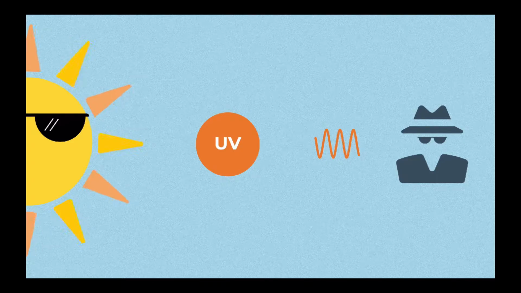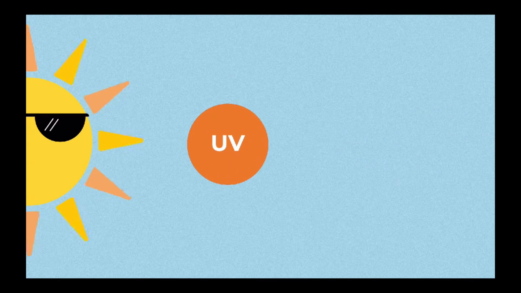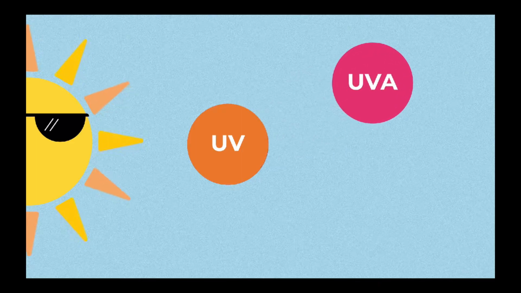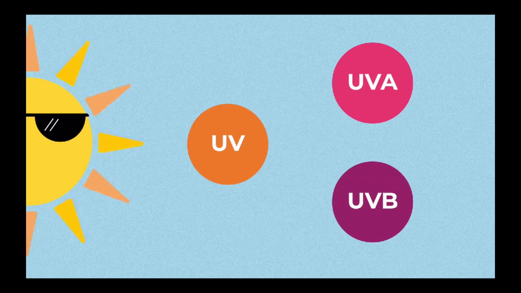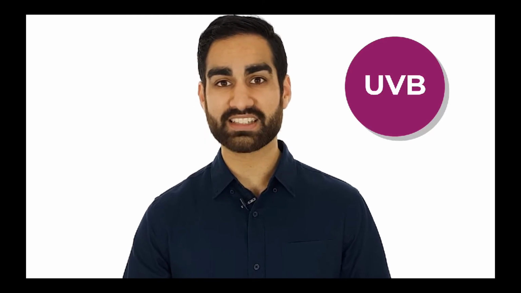There are 2 types of UV that reach us on Earth's surface, UVA and UVB. Both types of UV can damage the skin, but in slightly different ways. Of the 2, UVB is the most damaging form of UV radiation. It causes sunburns and increases the risk of skin cancer.